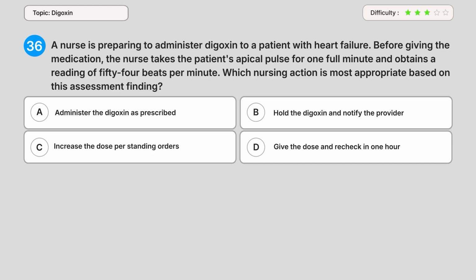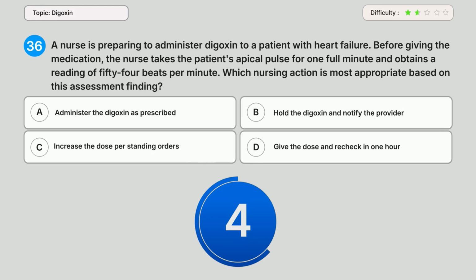A. Administer the digoxin as prescribed. B. Hold the digoxin and notify the provider. C. Increase the dose per standing orders. D. Give the dose and recheck in 1 hour. What do you think is the answer?